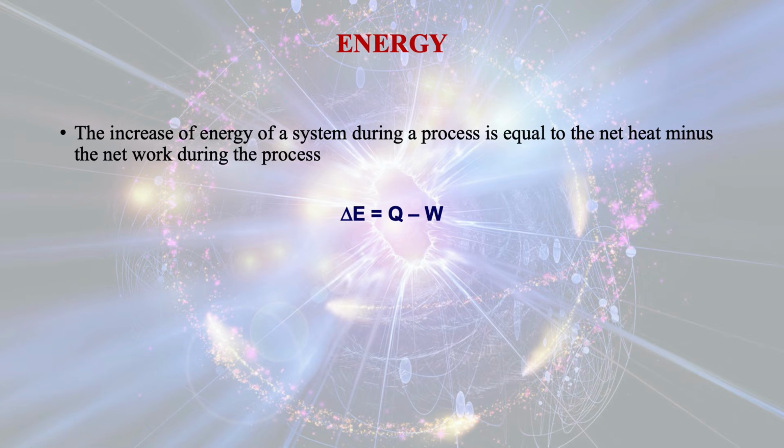Now, the increase of energy of a system during a process is equal to the net heat minus the net work during the process. So if Q is the heat transfer and W is the work transfer, the change in energy of the system can be defined as Q minus W.